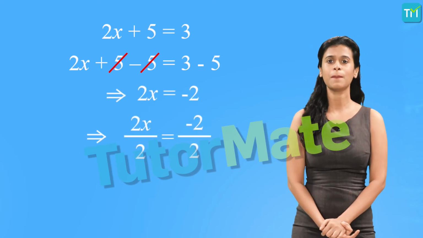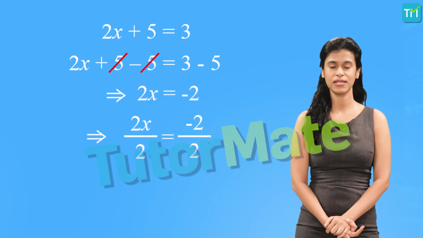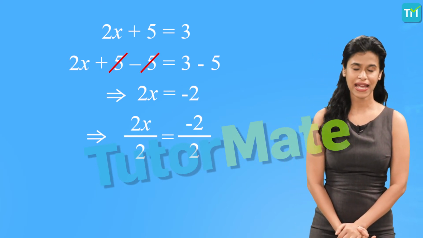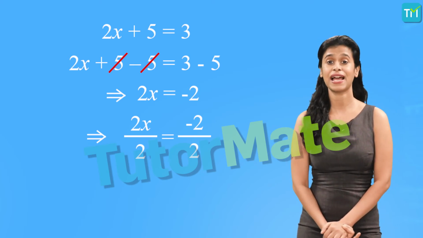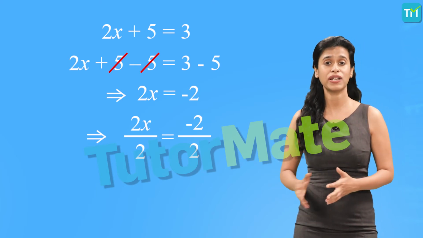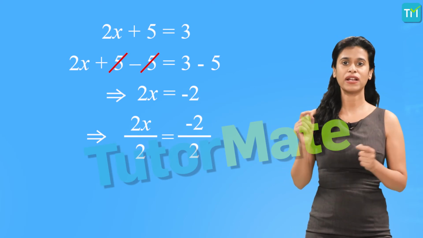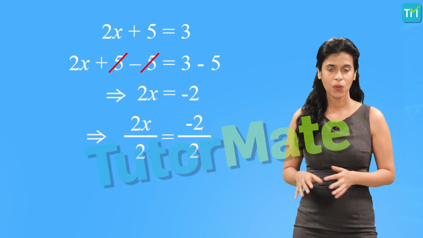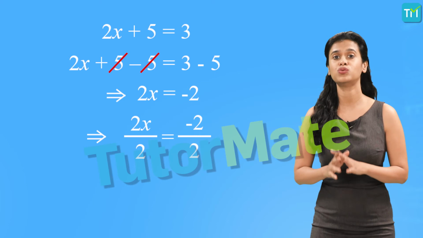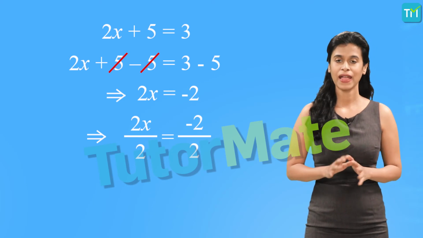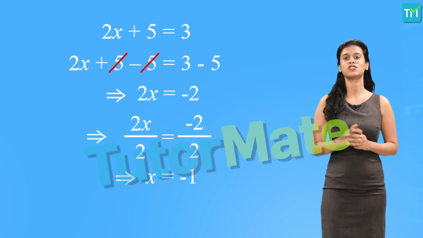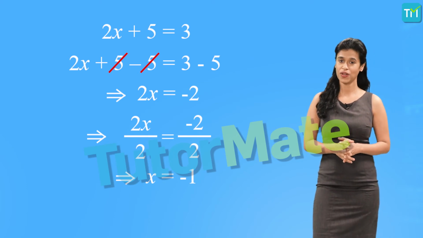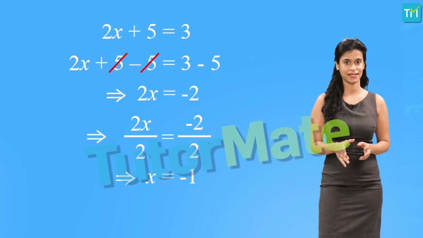By dividing by 2 on both the sides, we will get the LHS as 2x divided by 2 and the RHS as minus 2 divided by 2. Now 2x by 2 is nothing but x, while minus 2 divided by 2 is minus 1. And so we get x is equal to minus 1, and that is the solution of the given equation where we had to find x.